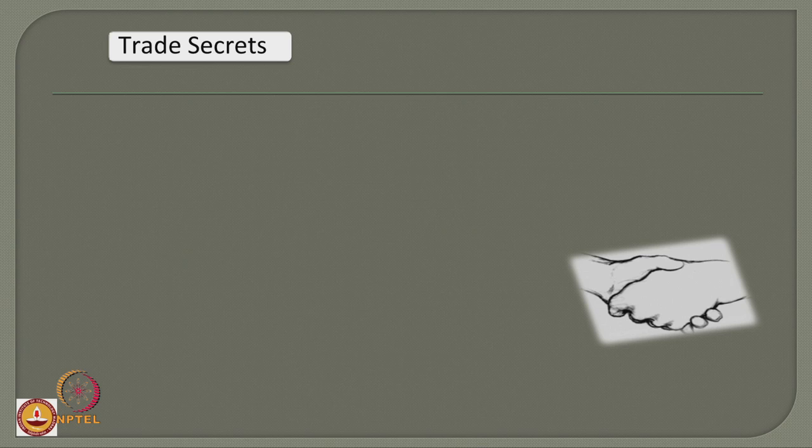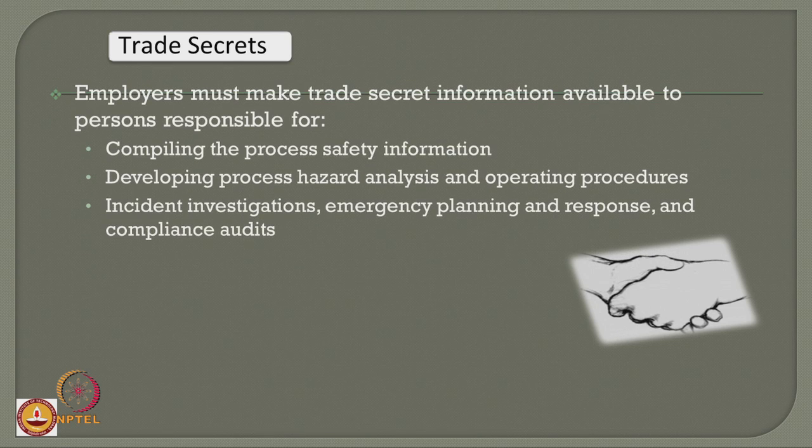Very importantly, trade secrets. People generally think that trade secrets are highly patented, they should not be exchanged or they should not be made available in the public domain. There is a small difference of opinion here. Let us try to understand what a trade secret is. Employers must make trade secret information available to the person responsible, not all of them, but the person who compiles the process safety information should be able to know the trade secret information.